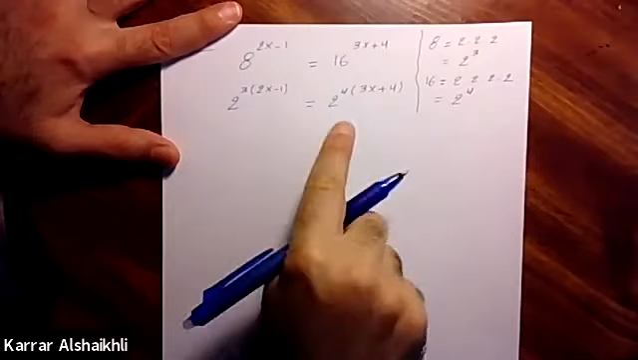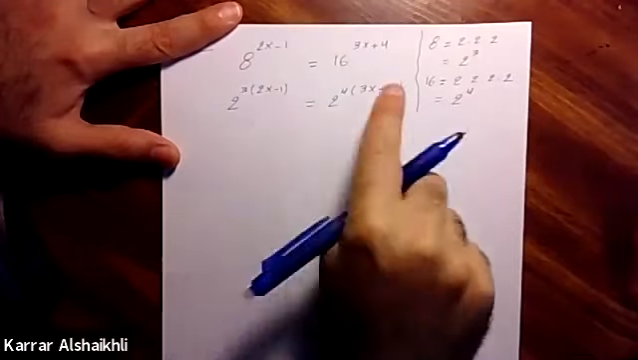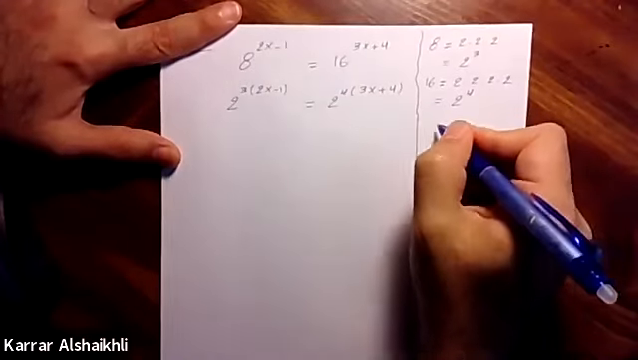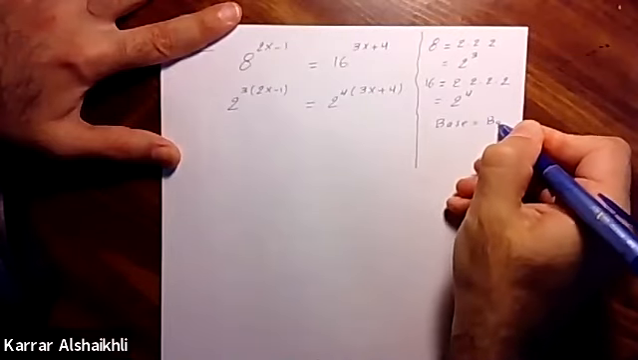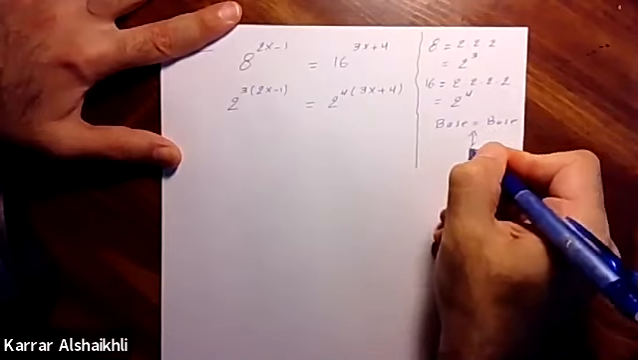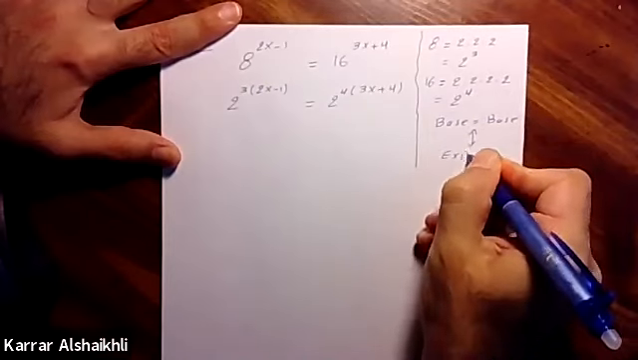Now, if you check in this case, we have equal bases. That means we have equal exponents. When you have equal bases, that means you have equal exponents.